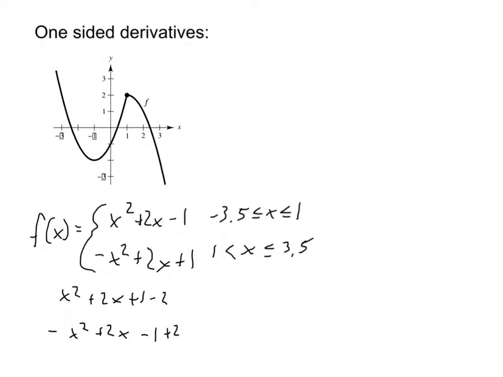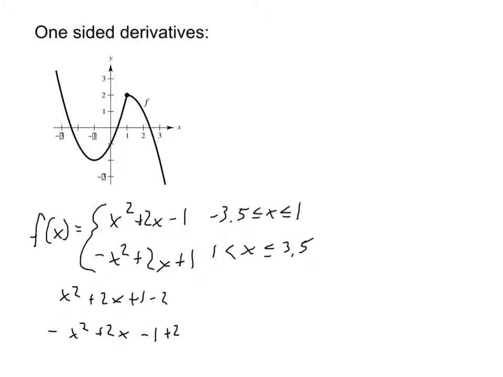One-sided derivatives, last topic we'll talk about here. So we're going to be looking at this point here where we have a left side function. This is a piecewise function. On the left side we have x squared plus 2x minus 1, and on the right side we have negative x squared plus 2x plus 1.